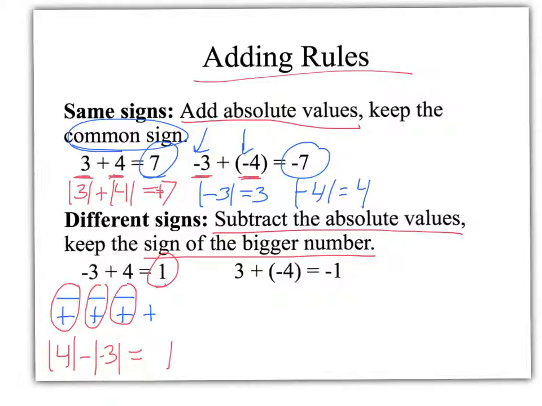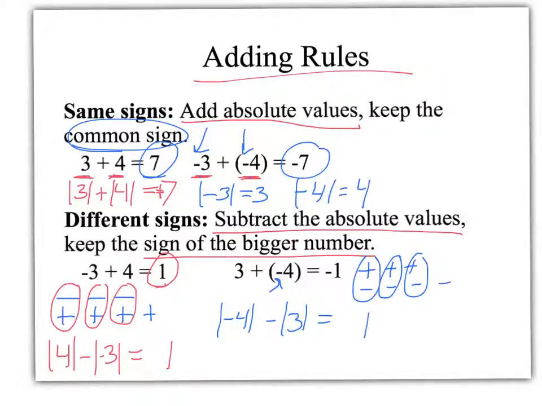Okay, if we had negative 3 plus 4, well, let me show you with my pluses and minuses. 3 positives, 4 minuses, and this time, every time you have a plus and a minus, they cancel out. So you have 1 left over, but this time it was a negative because 4 is bigger than 3 and the negative's on the 4. So if you do the absolute values here, you have the absolute value of negative 4 minus the absolute value of 3, which is going to get you 1, and you have to make it negative 1 because the negative sign was on the bigger number.